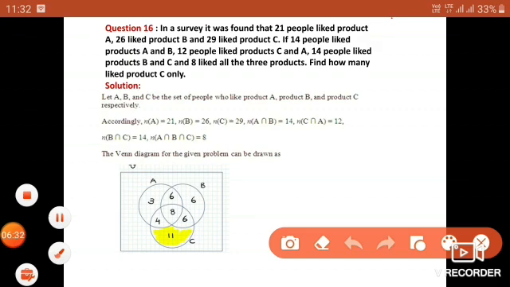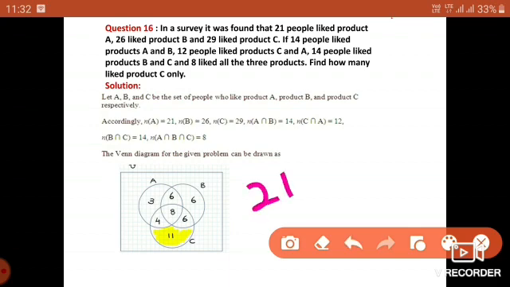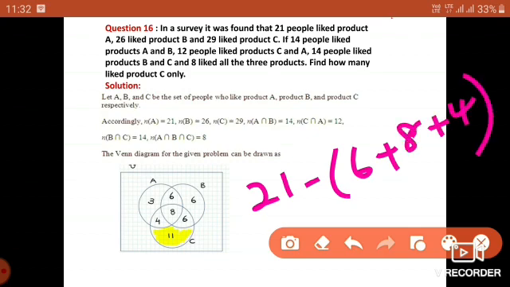And now, how are you getting this 3? How many people like product A? That is 21. See, so 21 minus of 6 plus 8 plus 4. So you will be getting as 3. That is 10, 18, 19, 21, is it? So this is how you are filling the column 3. That is only A column.